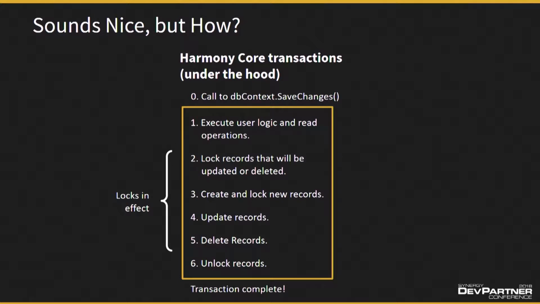So here's the flow. You've done a bunch of operations beforehand, and you've made changes. So we've run your logic. We've read things. We go into save changes. We lock all of the records that are going to be updated or deleted. So we're using manual locks to do that. We create any new records that need to be created, and we hold a lock on those created records. Then we actually do the update operations on the records that we have locks for update. And then we actually do the operations that we have locks for delete records. And then we unlock everything.